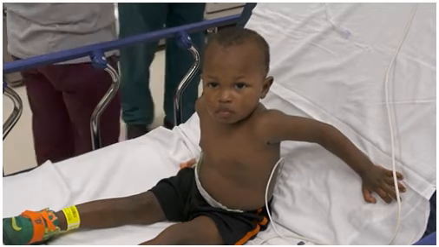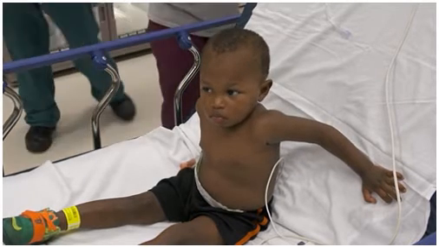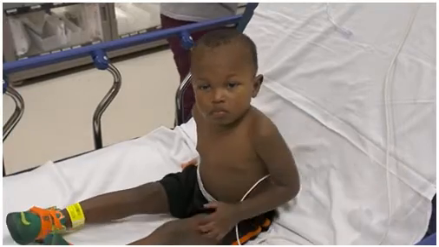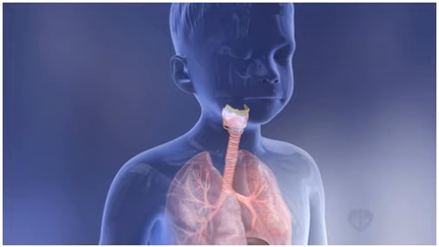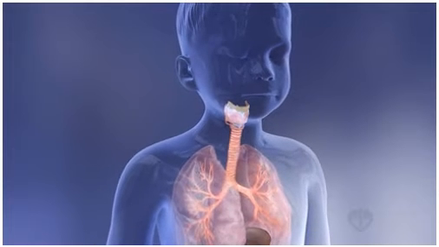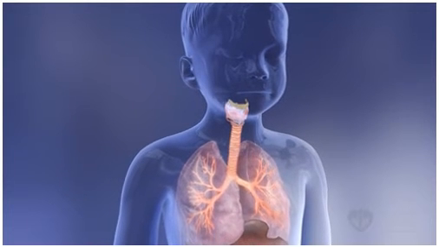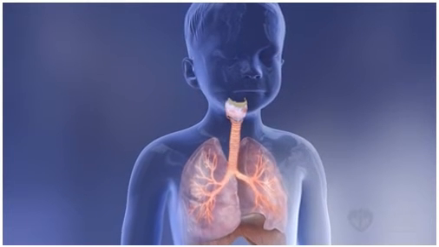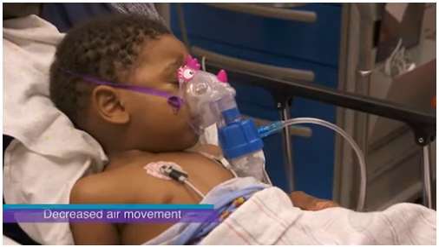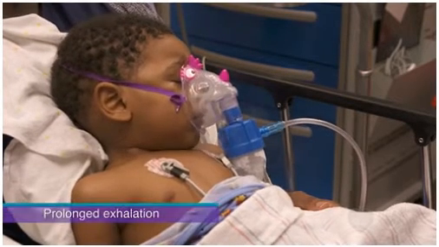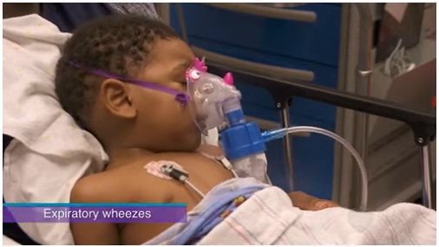Responsive older children with upper airway obstruction often position themselves in a way that makes their breathing easier. They should be allowed to remain in a position of comfort. A child with lower airway obstruction, such as asthma or bronchiolitis, also has increased respiratory rate and effort. On auscultation, air movement may be decreased, exhalation may be prolonged, and expiratory wheezes are usually heard.